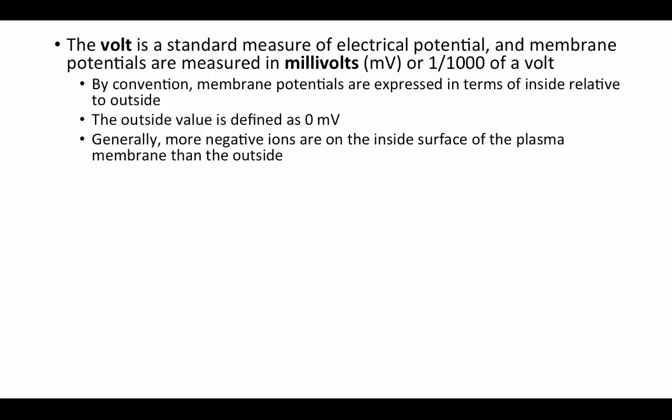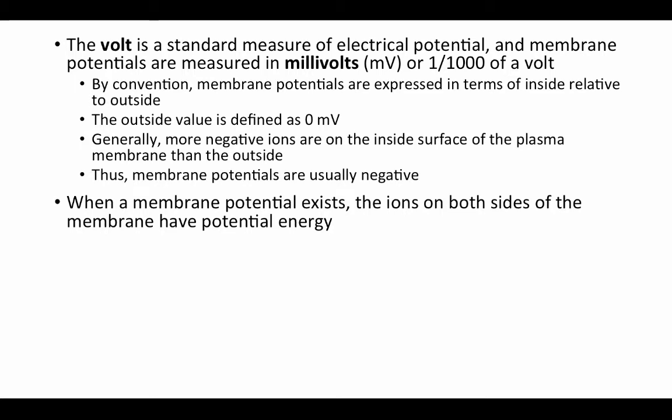Generally, more negative ions are on the inside surface of the plasma membrane than on the outside. So, membrane potentials are usually negative. When a membrane potential exists, the ions on both sides of the membrane have potential energy. So remember, there's both a concentration gradient of these ions and also a voltage gradient that, if they are able to cross the membrane, is going to cause them to move. So this is potential energy. They're held apart. They're prevented from moving by the plasma membrane, but if the membrane wasn't there, they would move.